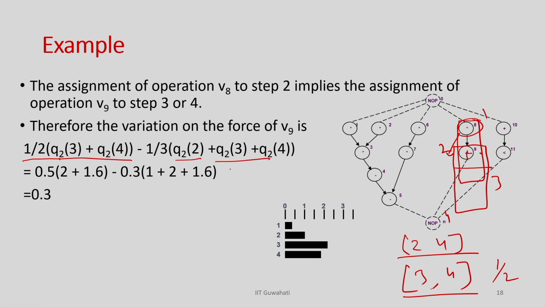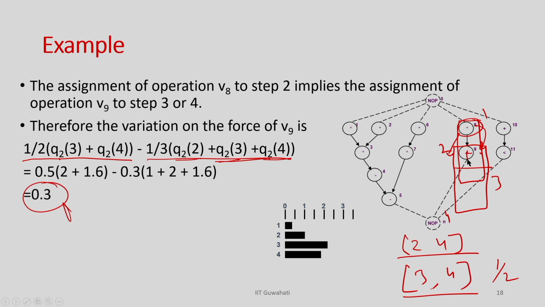So, it is q 2 2, q 2 3 and q 2 3 4 1 by that. Okay. So, if I just do this I will get 0.3. So, what does it mean? It means that if I schedule this operation 8 in timestamp 2, the predecessor force due to this schedule is 0.3, because this can only impact this node.